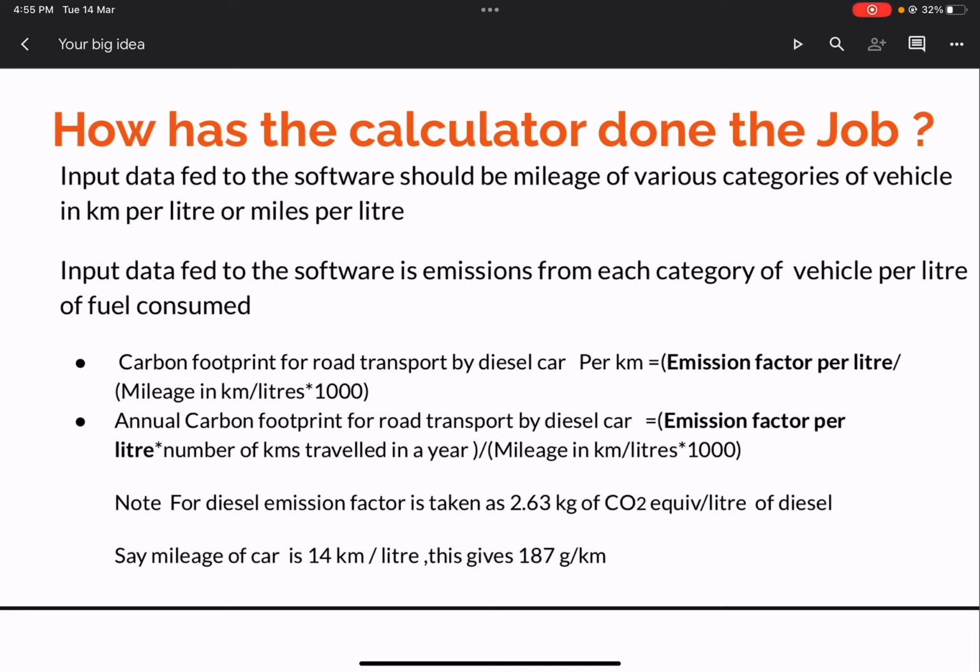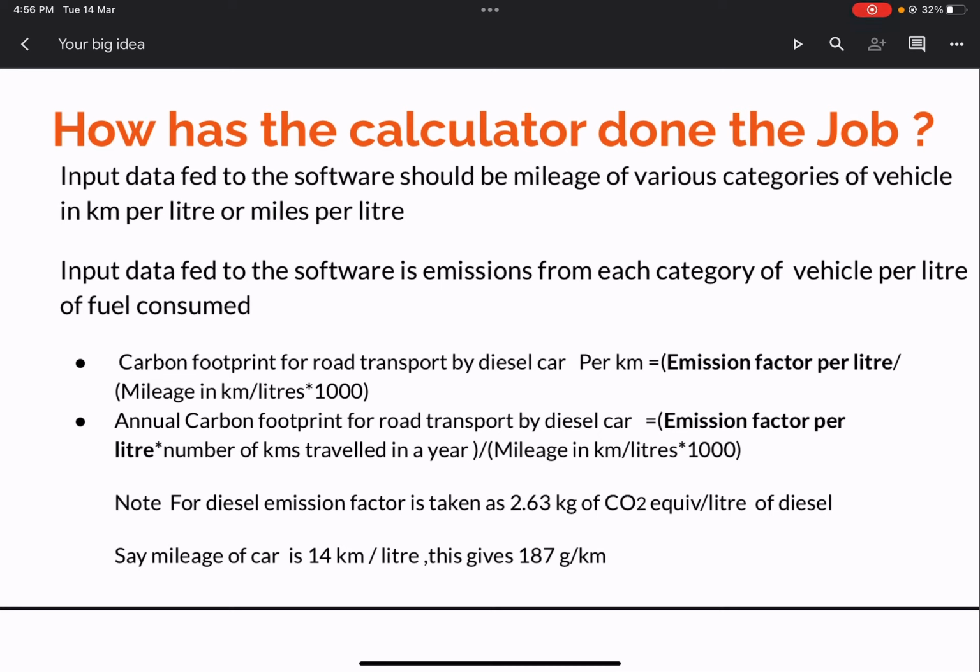And if you know the mileage, then by using this formula, for example, the carbon footprint for road transport by a diesel car per kilometer would be the emission factor per liter of diesel upon the mileage of that diesel car in kilometers per liter, right, into 1000, right. 1000 is because we want to convert everything into kgs of carbon footprint, tons of carbon footprint equivalent, right. So when you get it in kgs and you divide by 1000, the carbon calculator would convert directly the carbon footprint in tons of CO2 equivalent.